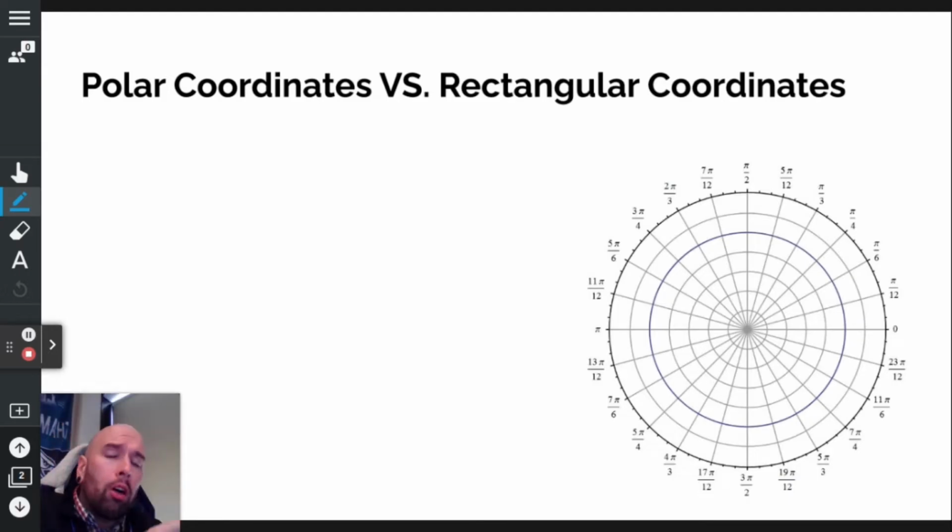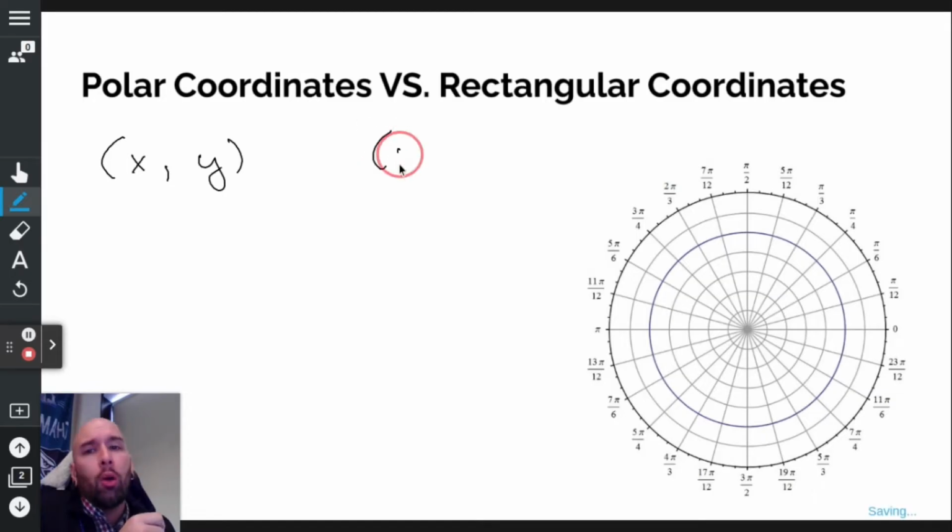What we are going to talk about is polar coordinates versus rectangular coordinates. You're used to rectangular coordinates. Rectangular coordinates are given to you as x, y. Like for example, the point 4, 8 means you go right 4, you go up 8, you put a dot there, easy peasy lemon squeezy.